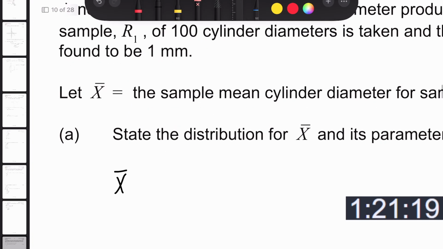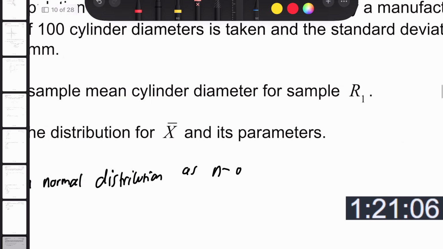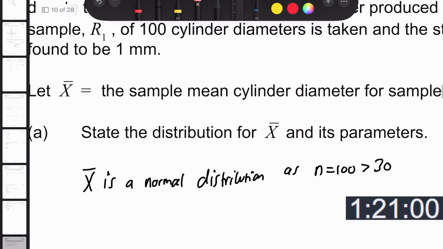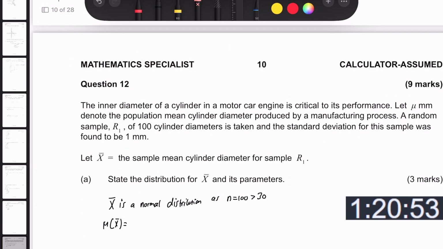So let's say x bar is a normal distribution as n equals 100. Some of the past spec papers have done it like this, so I'm going to start doing it like this, which is greater than 30. And then the mu of x bar, that is equal to the random sample.